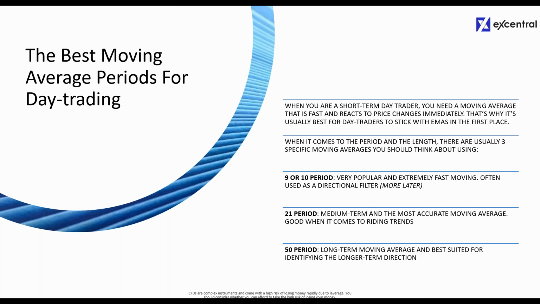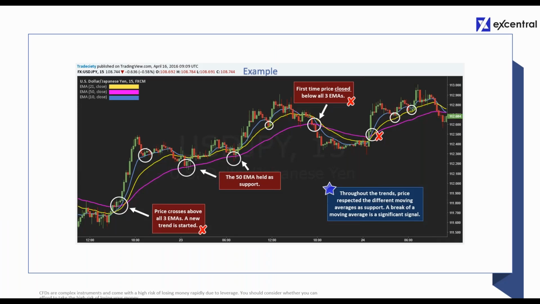But when you are a short-term day trader, you need a moving average that's fast and reacts to price changes immediately. That's why it's usually best for day traders to stick with EMAs in the first place. A 9 to 10 period, a 20 to 21 period, and a 50-day to 60-day period.